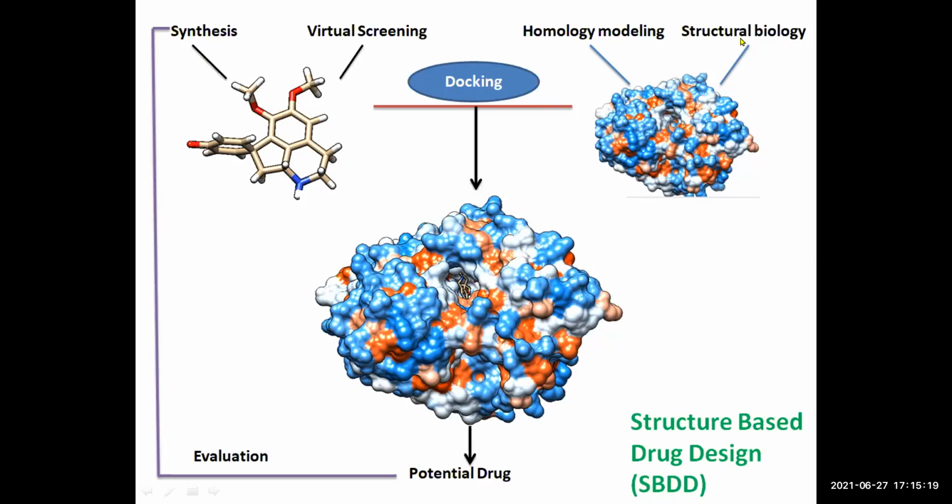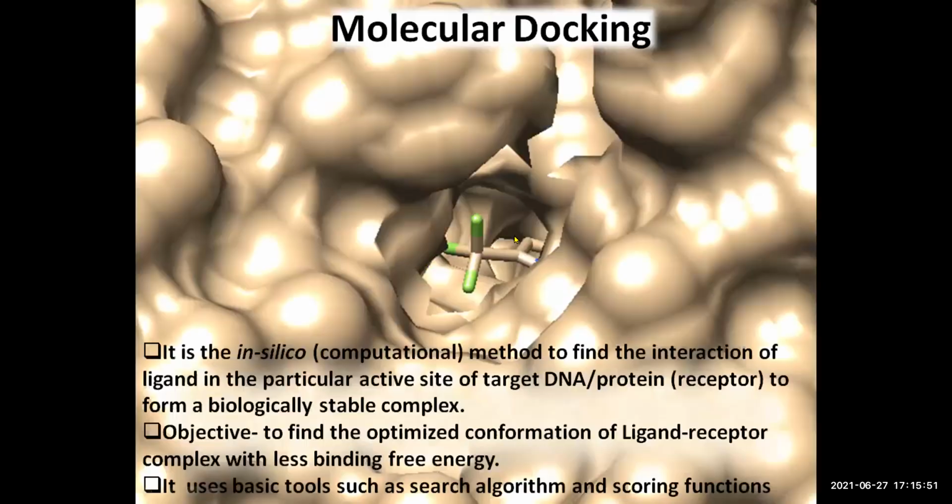The receptor can be obtained from databases, that is, structural biology databases. If the structure is not known, then the structure can also be prepared through homology modeling. Finally, the docked structure is obtained using different molecular docking approaches. And then finally, we can create a potential drug molecule, which is taken into clinical phases, clinical trials.